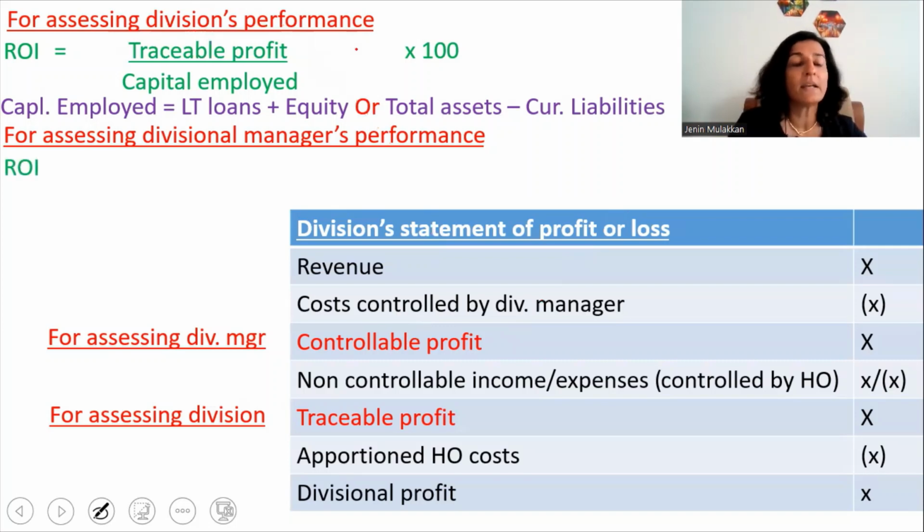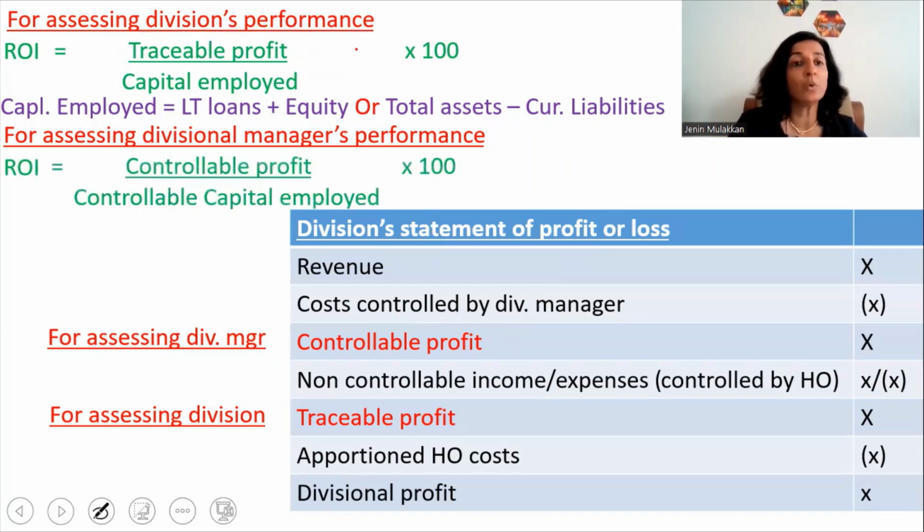So the formula is return on investment is equal to controllable profit divided by controllable capital employed into 100. Now, you would have noticed that the word controllable has come in front of capital employed. Now, what exactly does this controllable capital employed mean? It means the capital which is under the control of the divisional manager, or the investments which the divisional manager has made on his own.